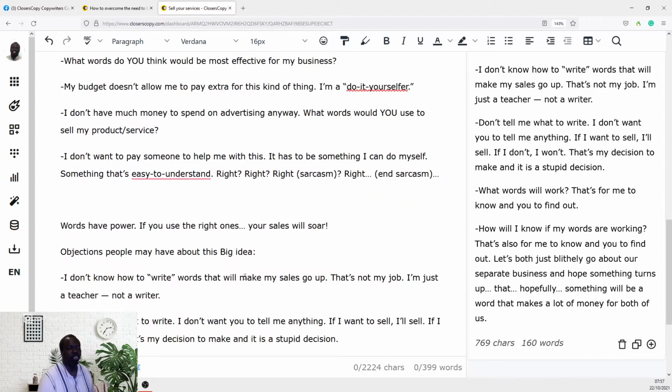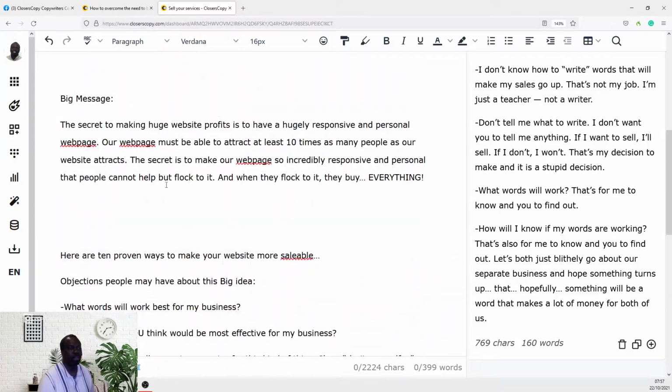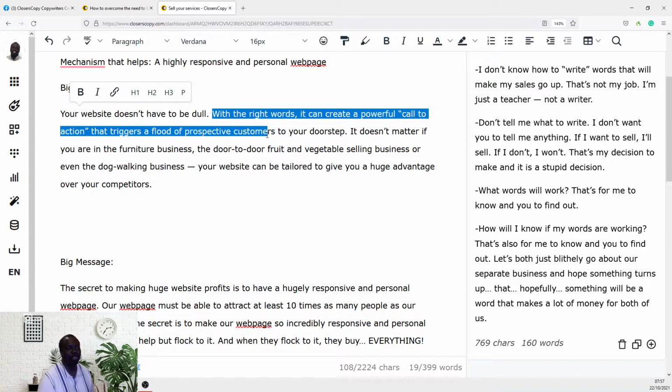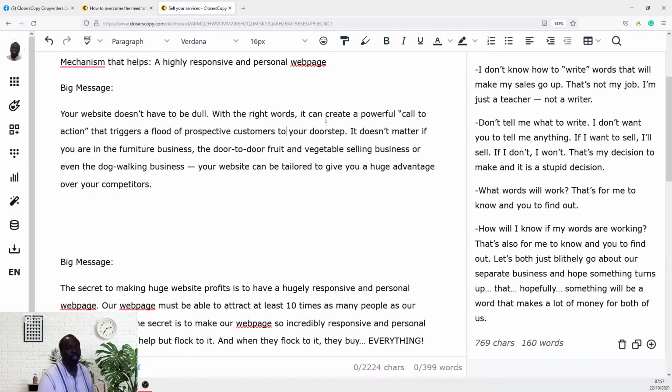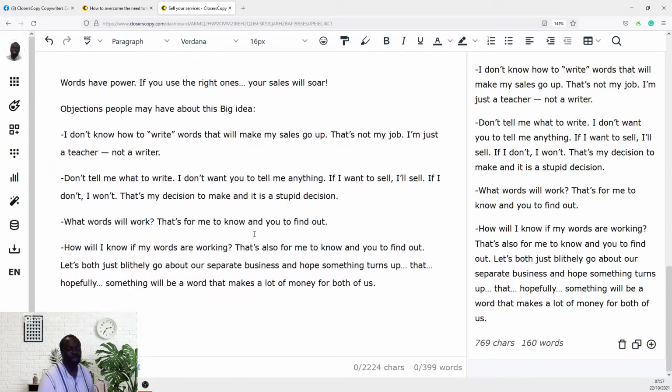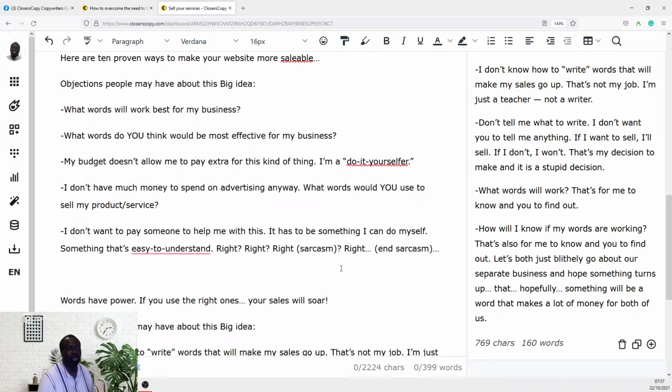Now all these objections, they're sort of tied in with the big idea. So if the big idea we're saying here is that with the right words you can create powerful calls to action that trigger a flood of customers, then the right words is the thing people are now objecting to here, from all that Closest Copy is pulling out.